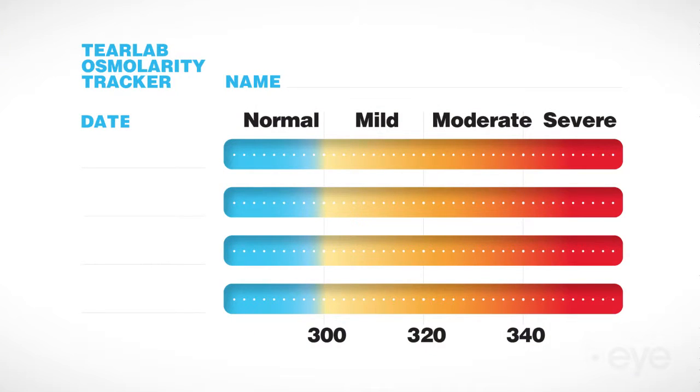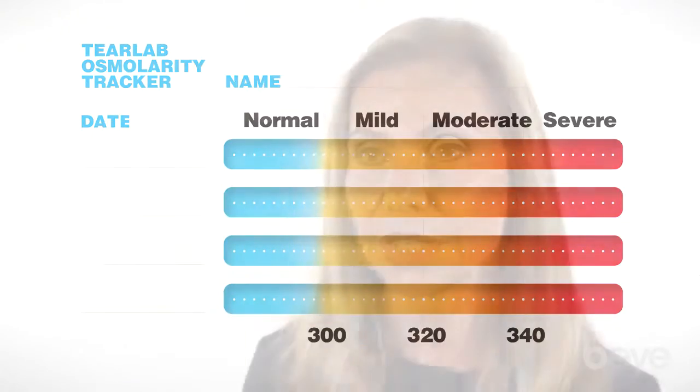We actually document it on a card that TearLab provides for us to give to our patients. This way the patients understand that indeed they do have ocular surface disease. And therefore, we have to implement treatment. On return visits, tear osmolarity is important to monitor whether the treatment regimen is adequate or not.